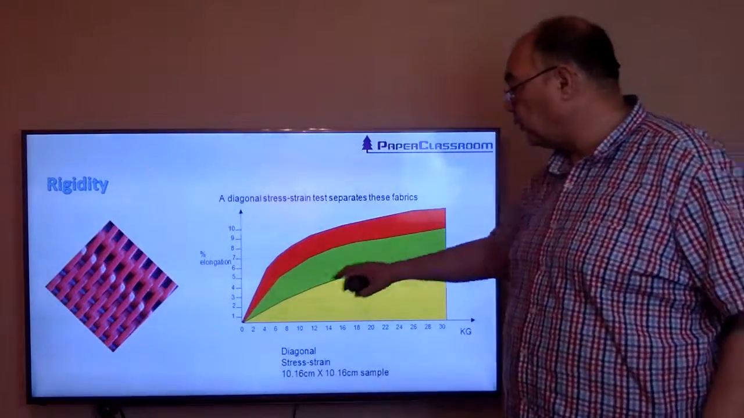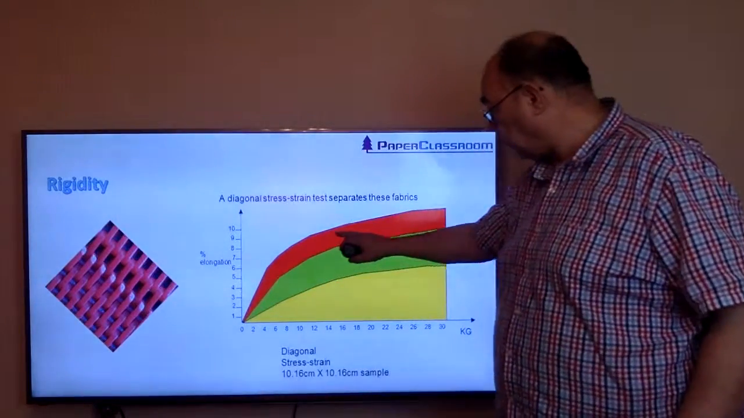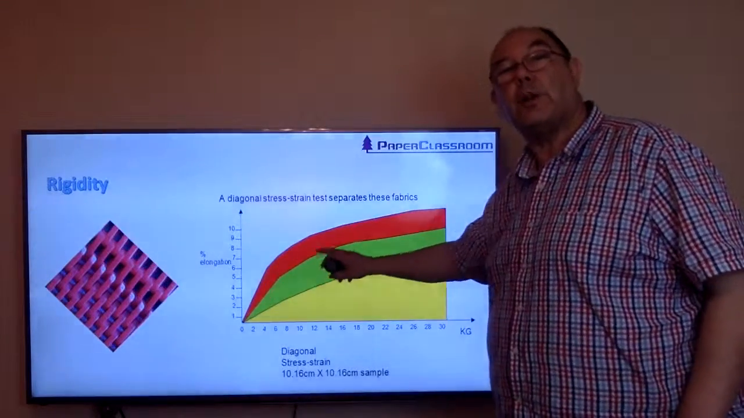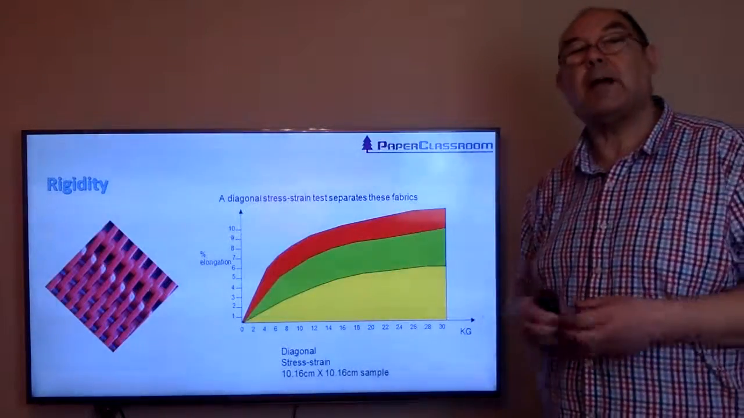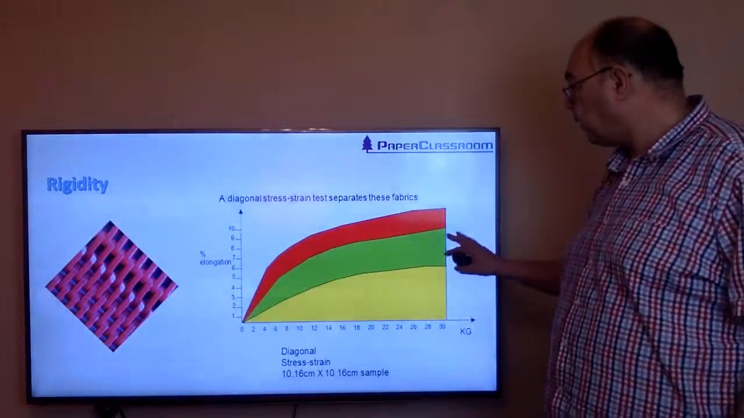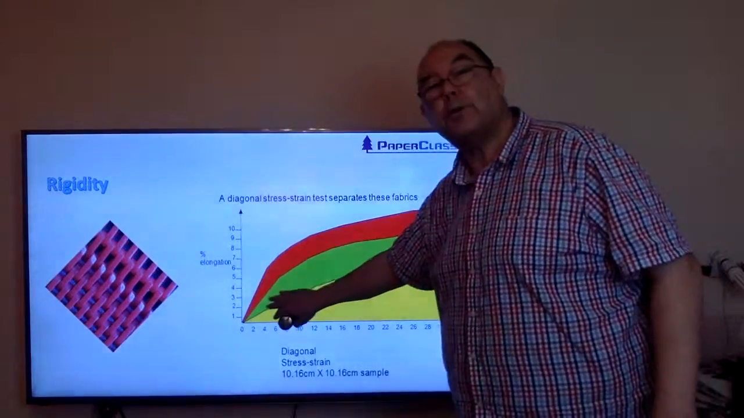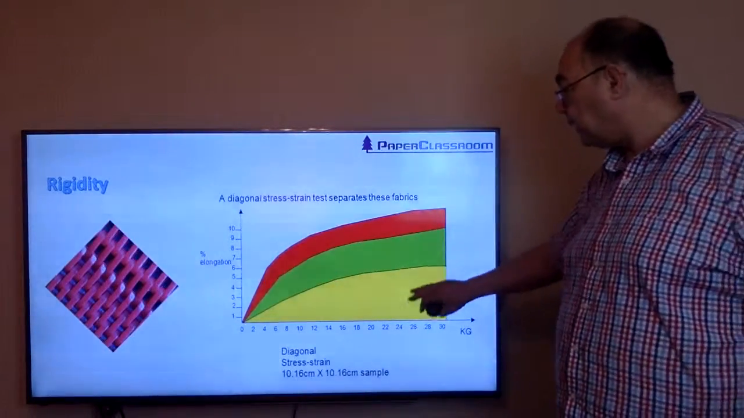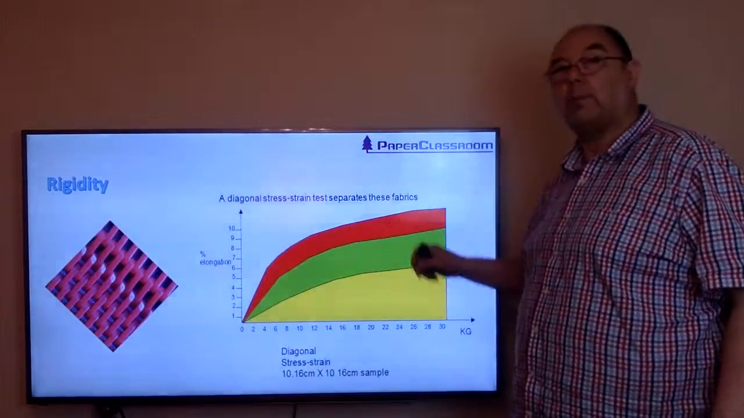In the red zone, we don't need to pull very hard and it stretches a lot. So these things are not rigid at all. The perfect zone to be in is the green zone in the middle. Each of these has their problems.